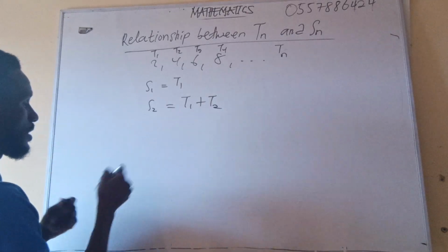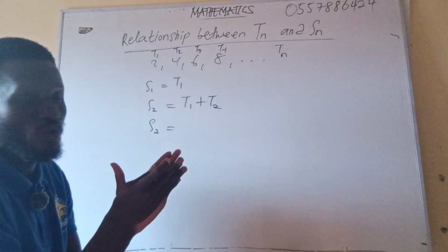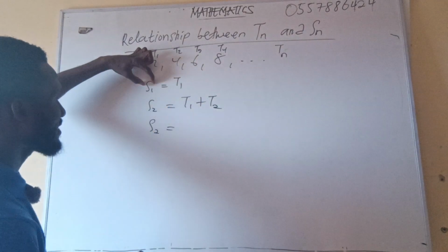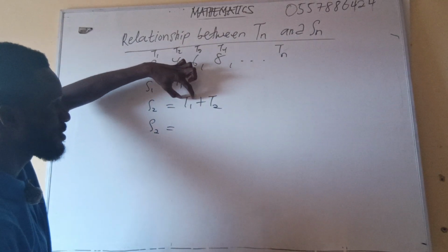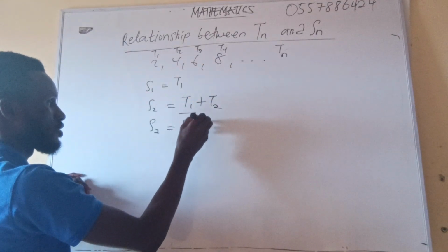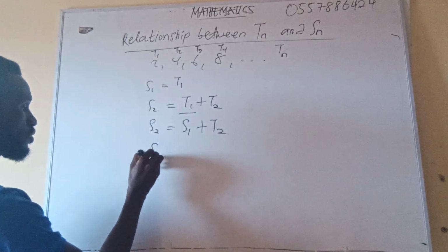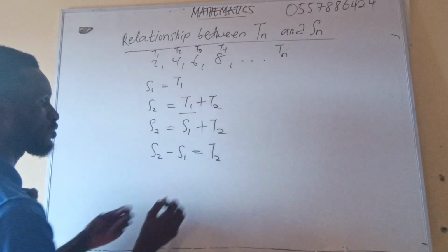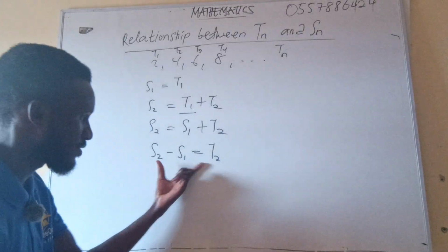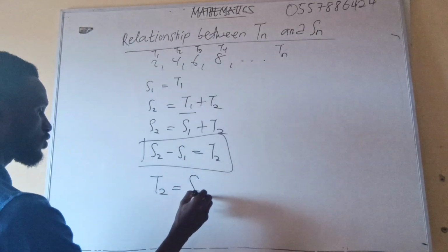Now, what is S2? I want to write all this in terms of the sum and then the nth term. Don't forget S1 is the same as T1, so I'm going to replace T1 with S1. So we're going to have S2. Now let me make T2 the subject. What are we going to get? S2 minus S1 is equal to T2. Let's pay attention to this carefully. So this means that T2 is the same as S2 minus S1.